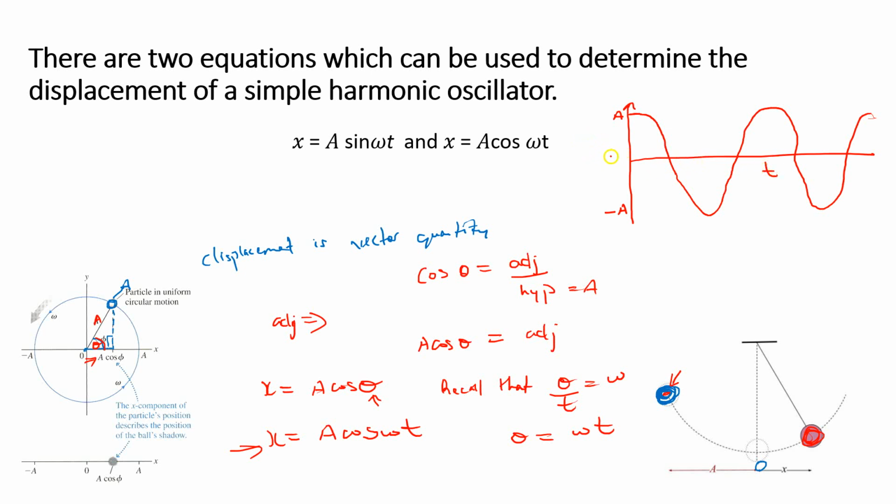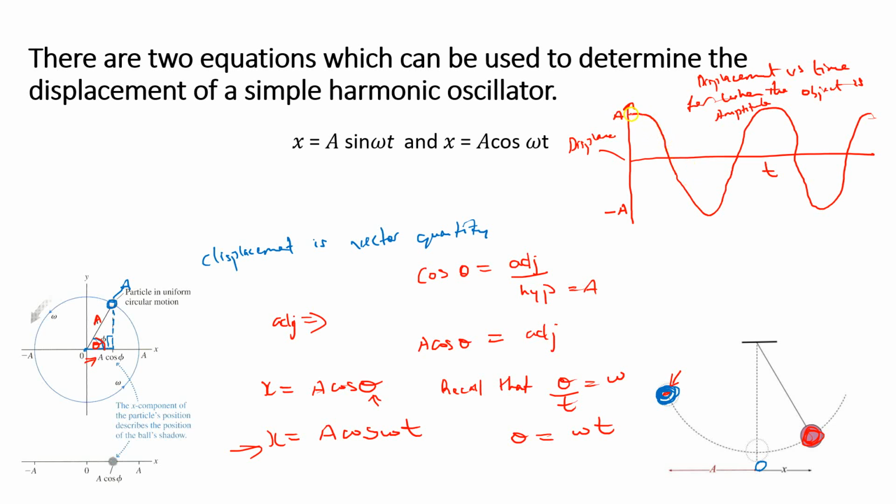Mind you, this side is going to be time. This side is what we call displacement. So this is a displacement versus time graph for when the object is displaced from the amplitude. So you displace the object from the amplitude, and you would expect a graph looking like this.